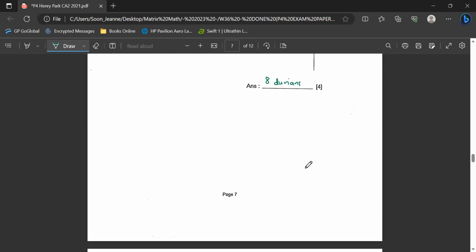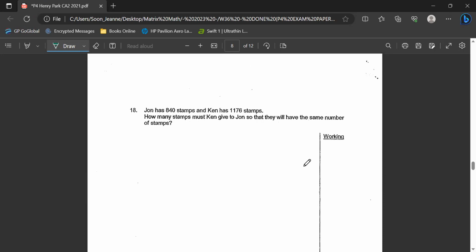Okay. Question number 18. This is a question that we're doing all the time. So if you cannot do it like that, my advice is to draw a model. John has 840 stamps and Ken has 1,176 stamps. How many stamps must Ken give to John so that they will have the same number of stamps?